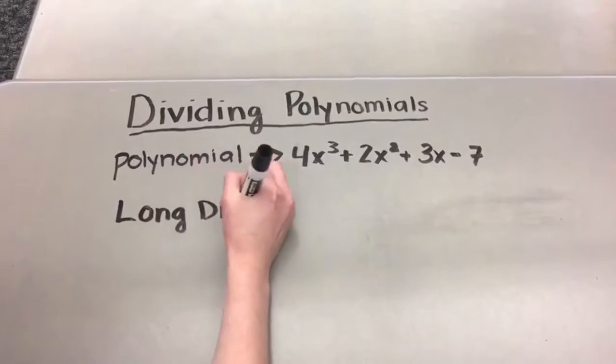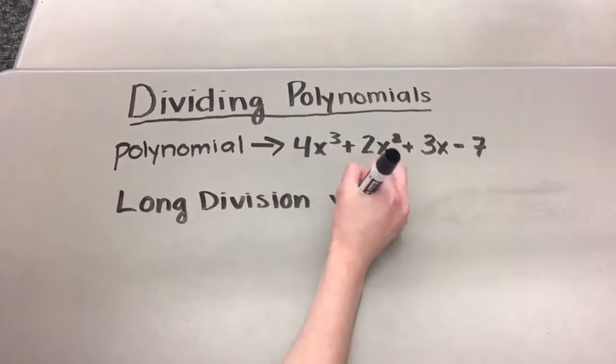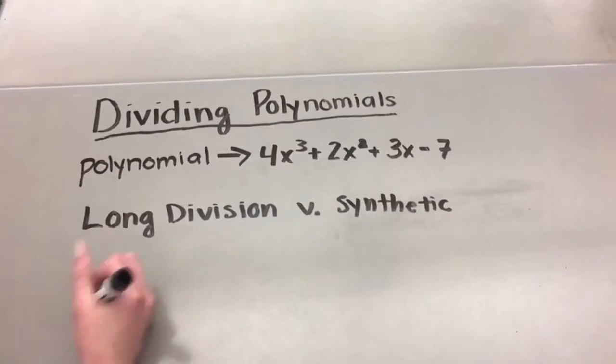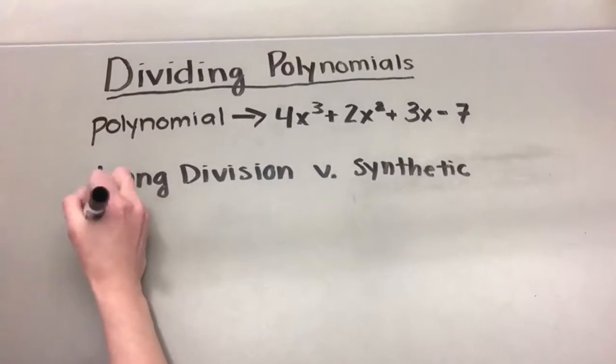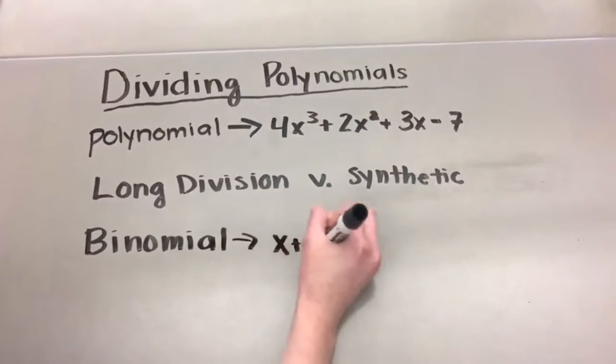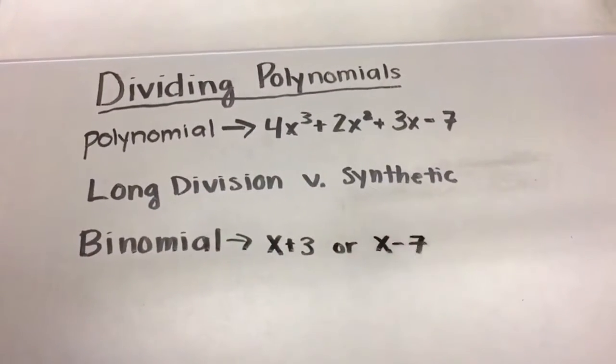The purpose of dividing a polynomial is to determine whether or not a binomial is a factor of a polynomial, or to simplify a polynomial into a polynomial with less terms so you can factor it into binomials. A binomial consists of two terms, like x minus 3 or x plus 7.